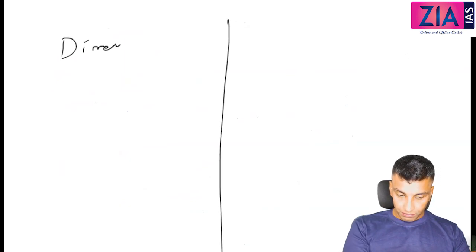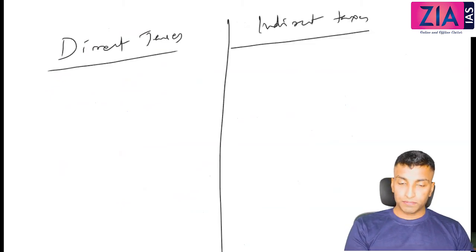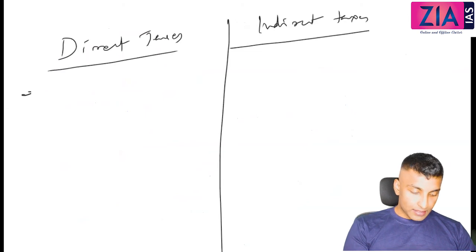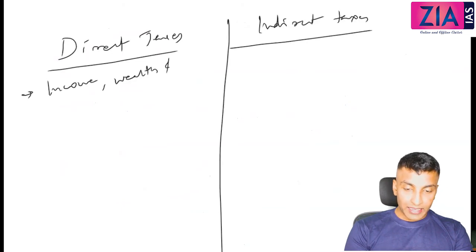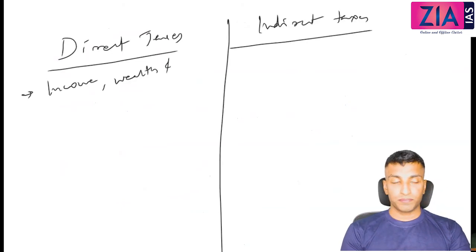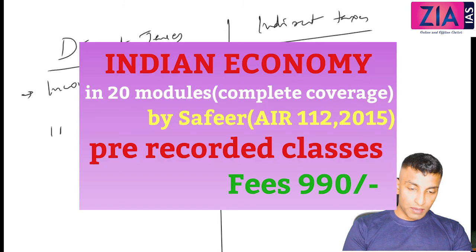Let me make a difference between direct and indirect taxes. We will discuss this now. Direct taxes and indirect taxes. So just write one line under direct taxes: these are imposed on income, wealth, and activities of individuals and firms. Examples you can write: income tax, corporate income tax, wealth tax.